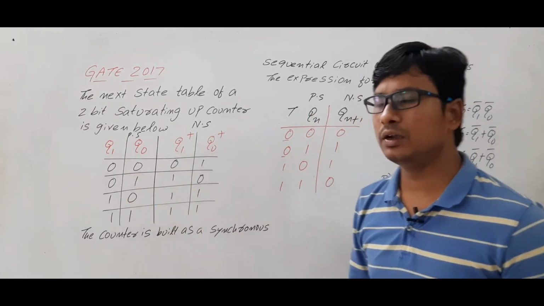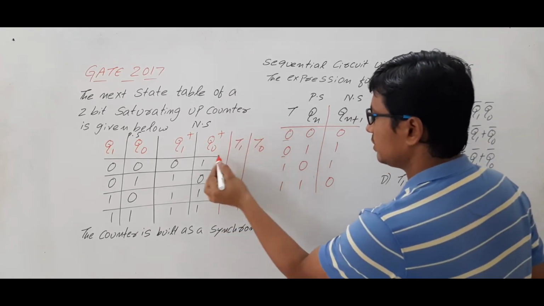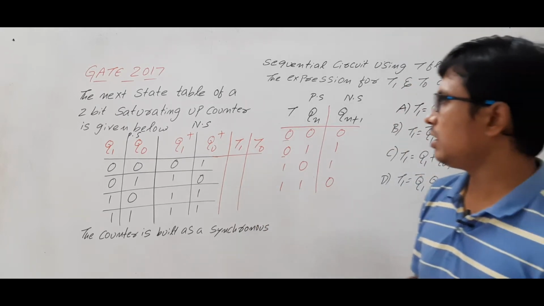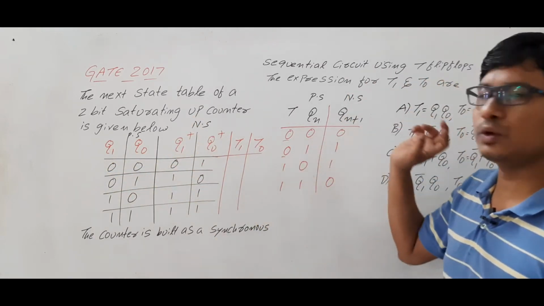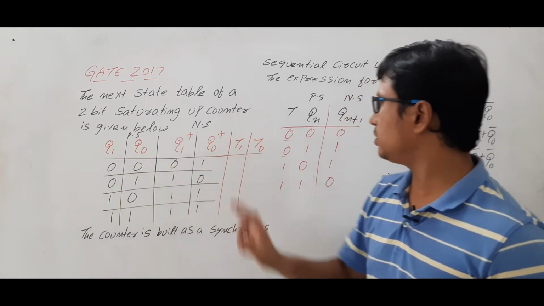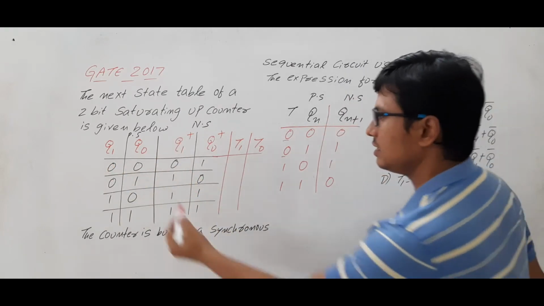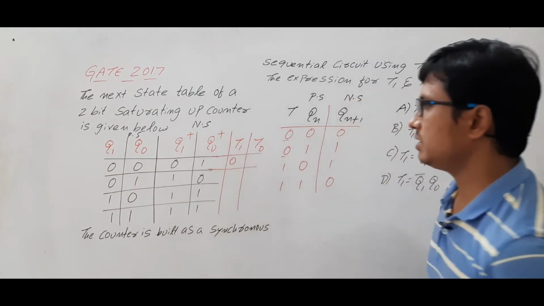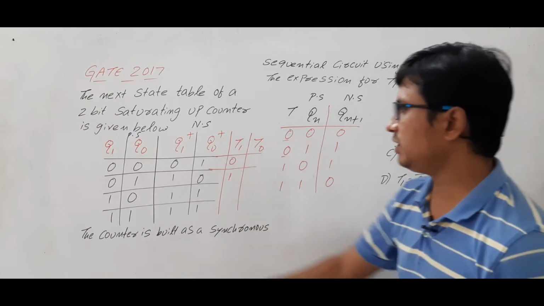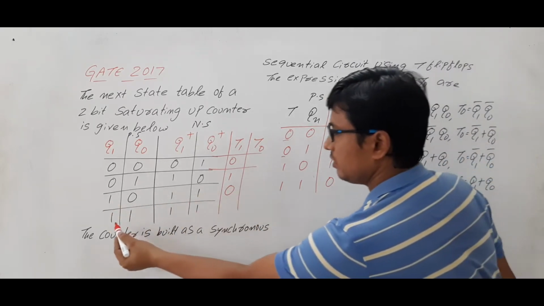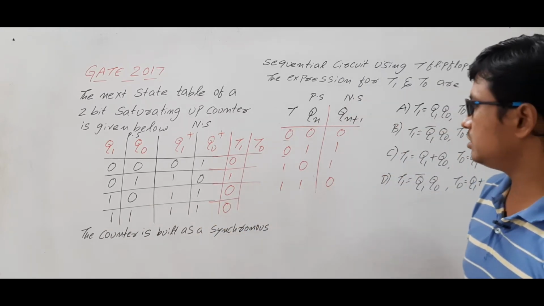Now using this, we can find the T1 and T0 for this one. Are you able to understand? Now if you look at it, how can I get the T1 value? I have to look at Q1 and Q1+, that is, Qn and Qn+1 here. If it is 0, 0, what is the T value? It is 0. So Q1 and Q1+ is 0, 0, so T1 will be 0. Similarly, here it is 0 and 1. If it is 0, 1, it will be 1. If it is 1, 1, it will be 0. If you want to verify, you can verify. Are you able to understand?